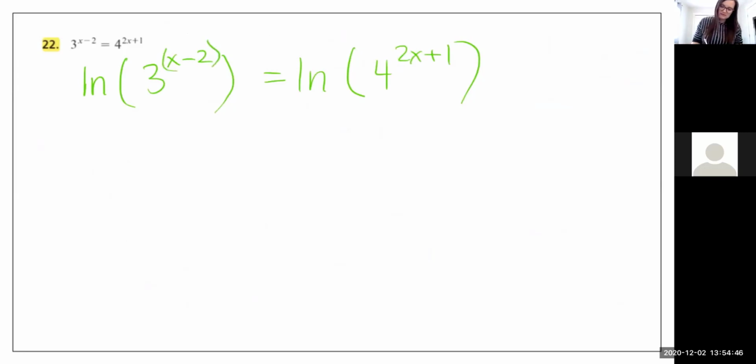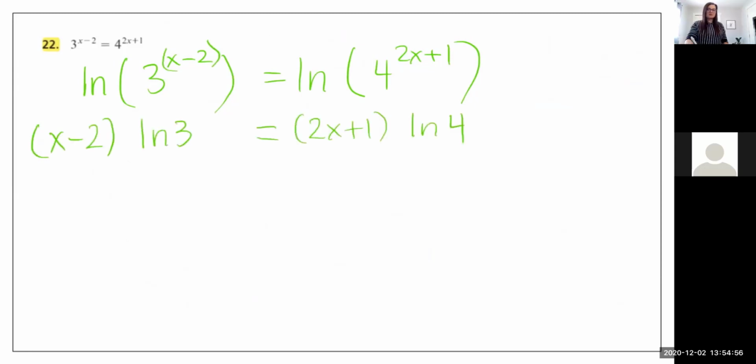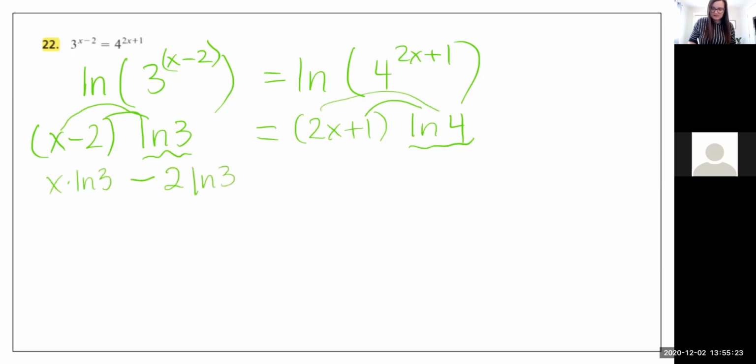So this is going to come down as the power law states. Now, ln 3 is just some number and ln 4 is just some number. It's like pi or e or root 2 or something. So now, because I want my x's to come together, this is the most complicated case I think you would get. You'd have that distribution going on. So I'd have x times ln 3 minus 2 times ln 3 equals 2x times ln 4 plus 1 times ln 4.